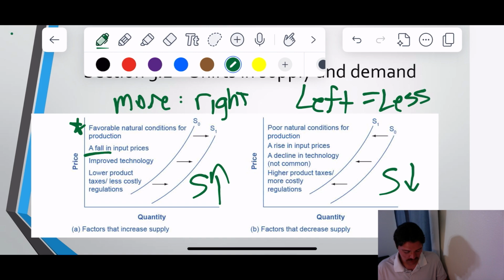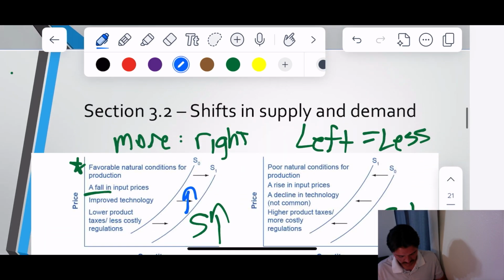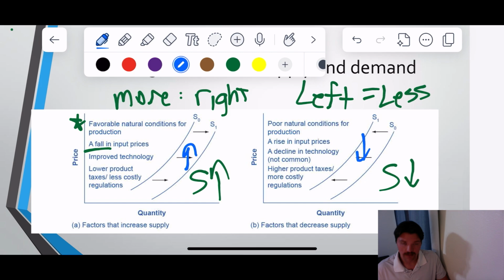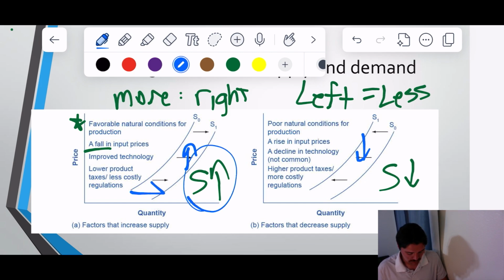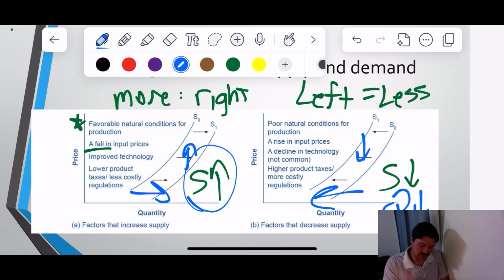Now, some students get caught up with supply up or down, and they will try to shift the supply up or down. It is very important that when we say supply more, you're having a bigger quantity, so you need to shift it to the right. Whenever your supply is lower, your quantity is lower, so you need to shift it to the left. Do not go up and down with the curves. Focus on going right or left. More is to the right, less is to the left. Very important there.